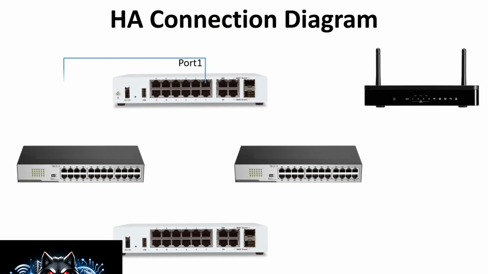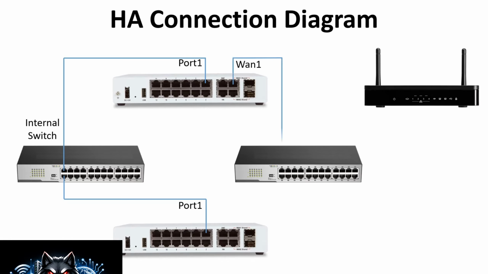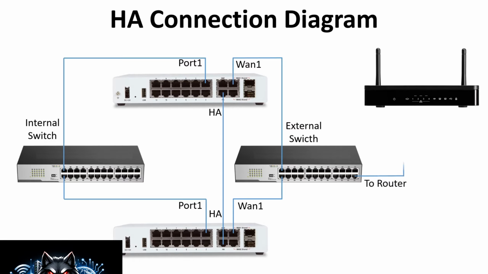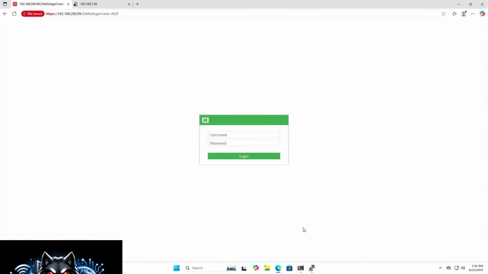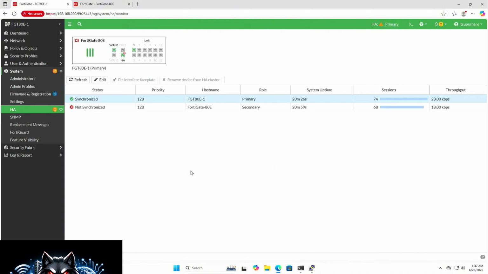Now connect both devices to the internal network switch. Also connect them to the external network switch. Connect the HA interfaces of both devices directly to each other. Log into the cluster again and go to the HA settings. All cluster members should now be visible. Give the cluster some time to fully synchronize.